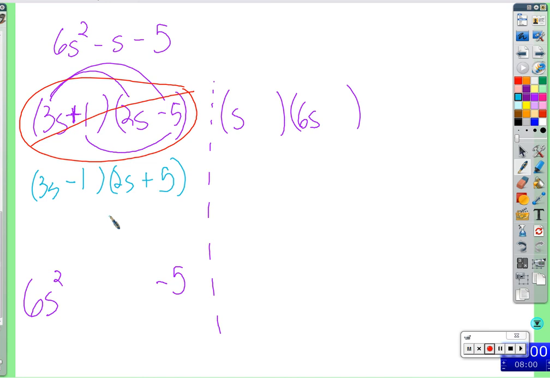3S times 2S is 6S squared, negative 1 times 5 is negative 5. We knew that was going to happen. 3S times 5 is now positive 15S, negative 1 times 2S is now negative 2S. So notice we get the same numbers we did before, only now the signs have switched. Now we get positive 13S instead of negative 13S. So that didn't work out. That's okay.